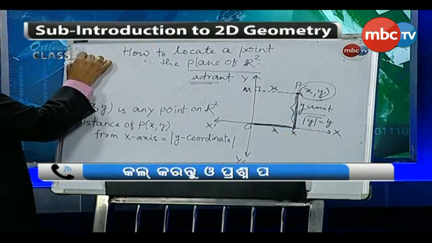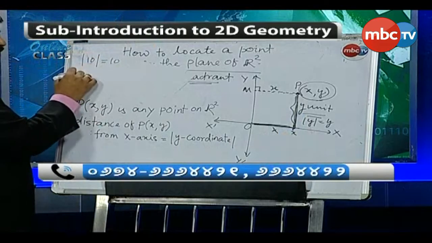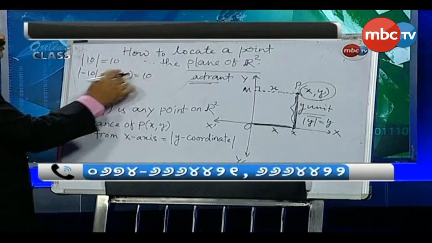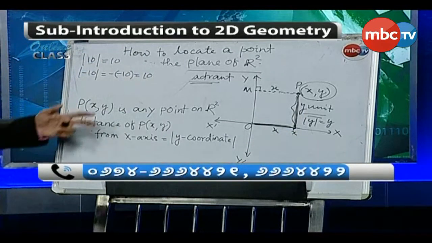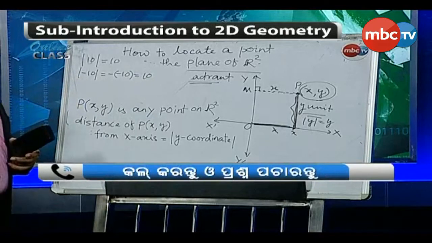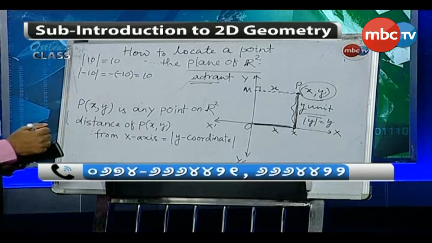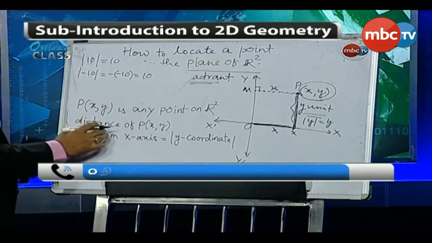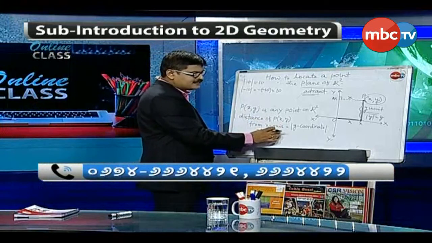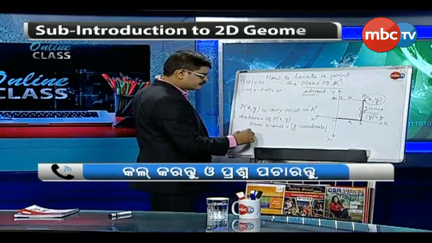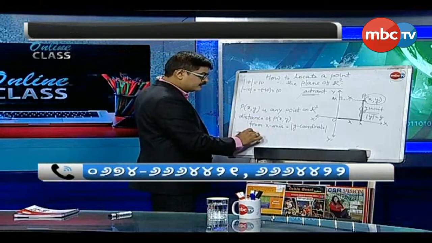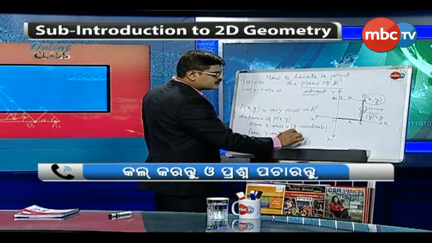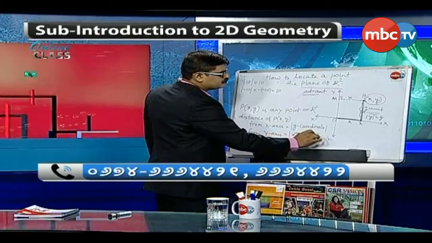For positive numbers, the modulus is itself. For negative numbers, it will be minus of minus 10, meaning 10. If you take the modulus of minus 10, the value will be 10. As distance is a non-negative quantity, that is why we are putting the modulus. So, the distance of the point P(x, y) from the x axis is the modulus of the y coordinate, and the distance of the point P(x, y) from the y axis is equal to the modulus of the x coordinate.